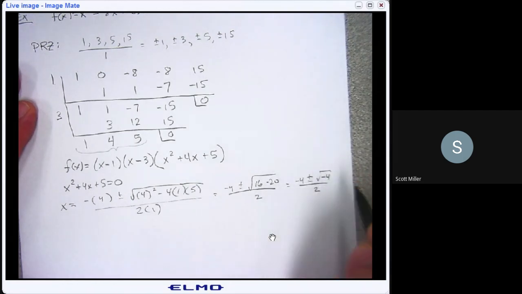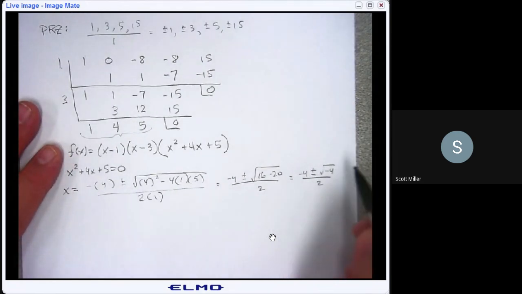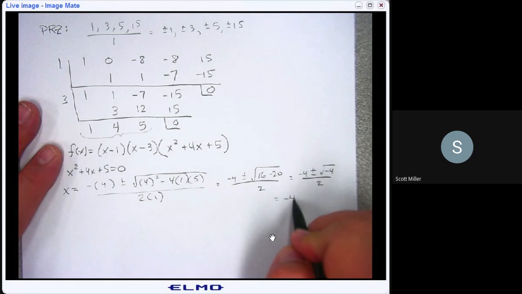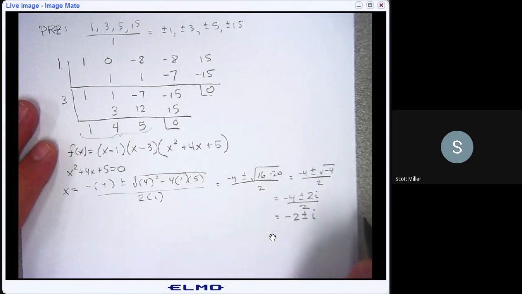And if you remember back when we did this, the negative comes out as i. The square root of 4 is 2. So now I have negative 4 plus or minus 2i. And then I need to reduce this out. So negative 4 divided by 2, and then 2 divided by 2. So there's my two zeros right there.